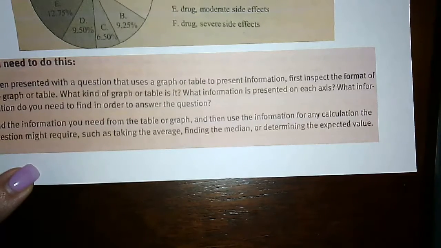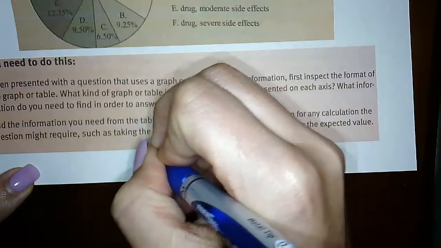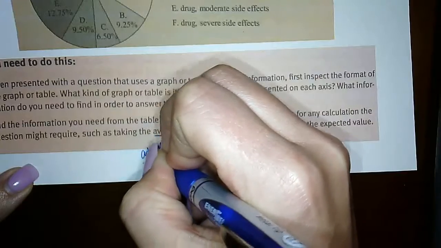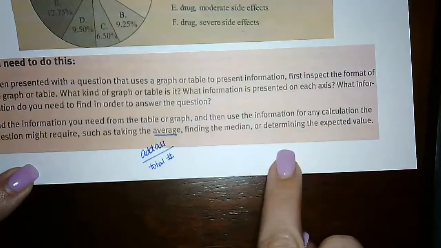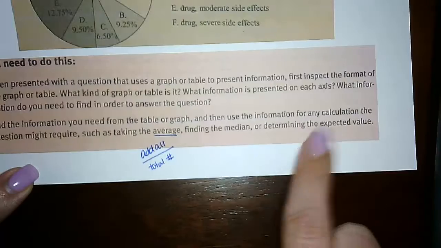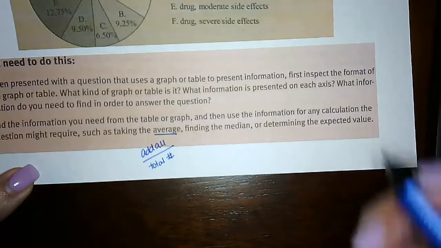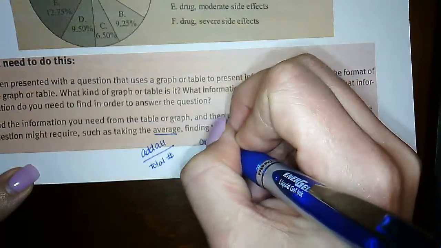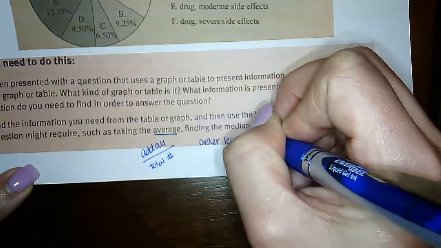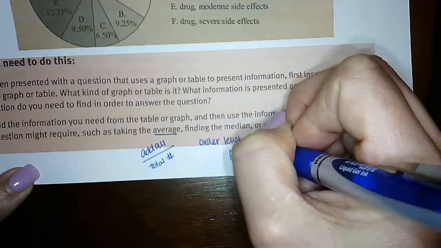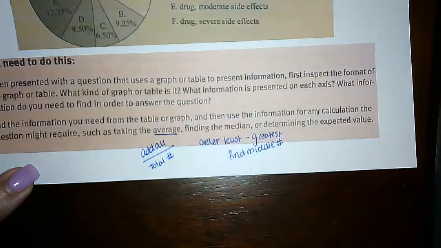Remember, average, you add all and divide by total number. So if you have a series of numbers, you add up each of those numbers and divide it by how many numbers total there are. Median, you order least to greatest and find the middle number. And then determining the expected value, which is what they're asking for. So we're going to look at two questions.